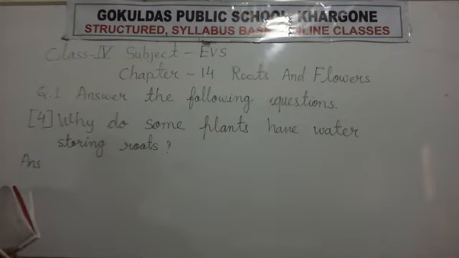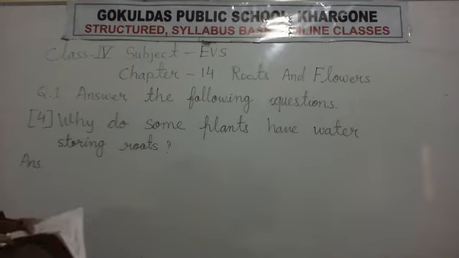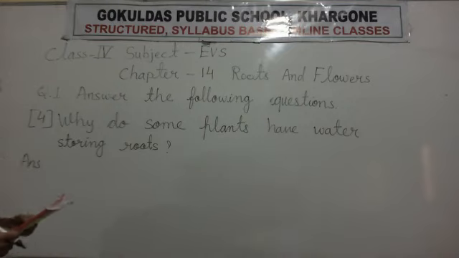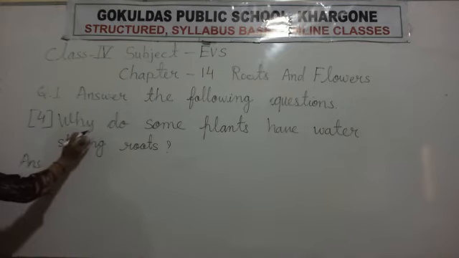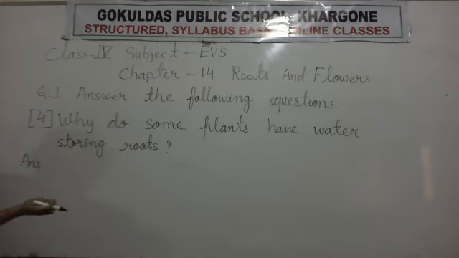And which plants have water storing roots? Plants that are found in dry areas, and crops that grow in which season? In the summer season. They have which type of root? Water storing roots. So what is the reason? Because these plants store water for the plant. If the plant faces any difficult condition or heavy sun rays, at that time the plant uses that water. Clear? So write the answer.